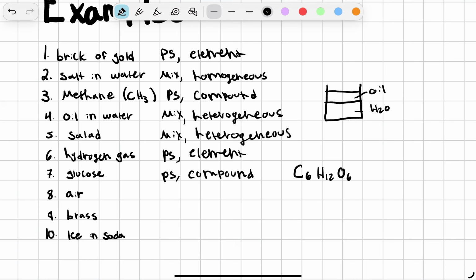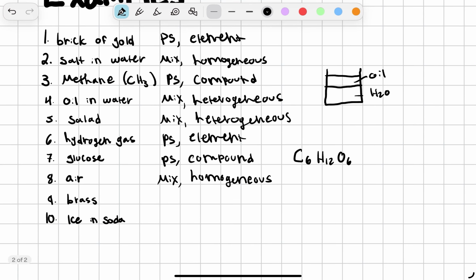Air. Air is a mixture because we have nitrogen, oxygen, carbon dioxide, etc., but it looks uniform, homogeneous. Brass. Brass is also a mixture, and it is also homogeneous. You cannot see the separated parts of brass. Okay, ice and soda. This one is a mixture, but you can physically see the solid ice separated in the liquid soda, making it heterogeneous.